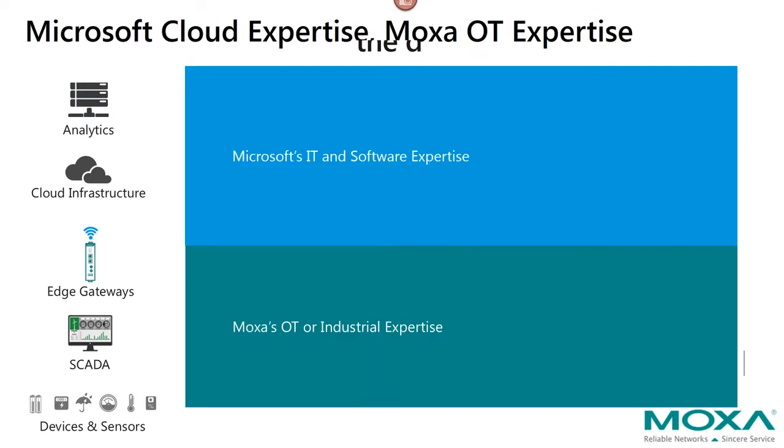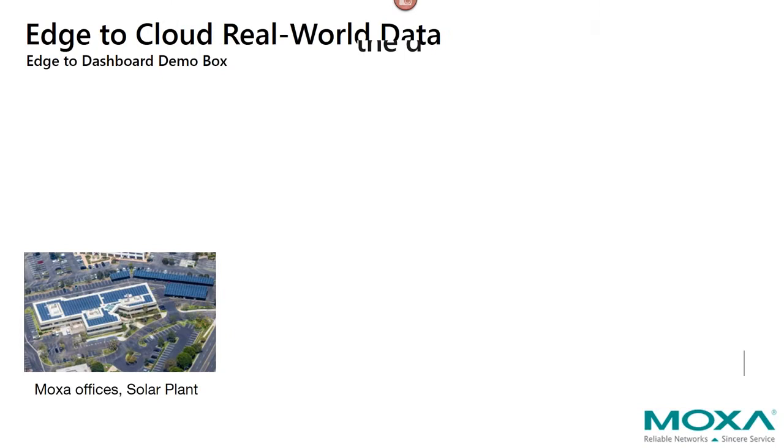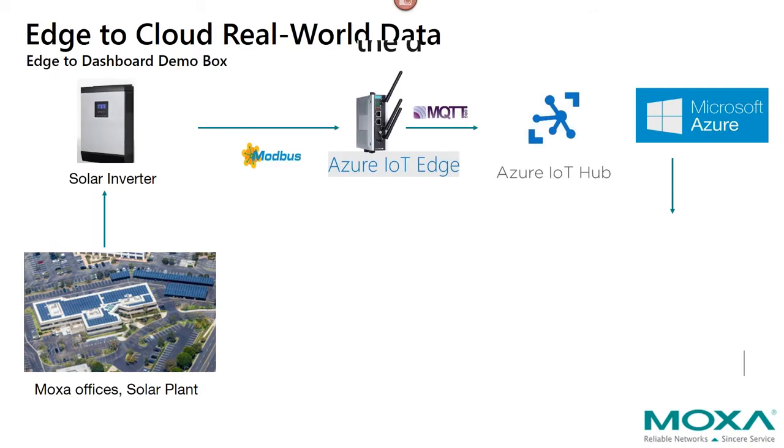This really is a collaboration between the convergence of OT and IT, and we're excited to be working closely with Microsoft. So let's go a little further and show you a real-world application. Today, our corporate headquarters in Orange County, California, has a solar system that we use to charge electric vehicles and generate power. We have taken this system, and over Modbus, we've connected that to a solar inverter. This is converting the data from the solar inverter into MQTT and Modbus through the Azure IoT Edge Gateway.